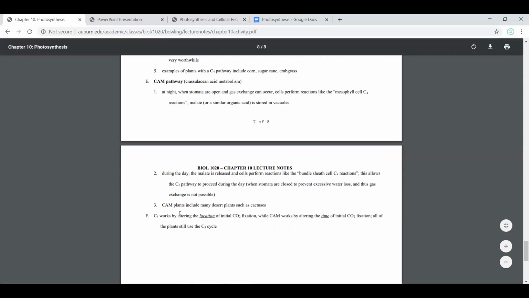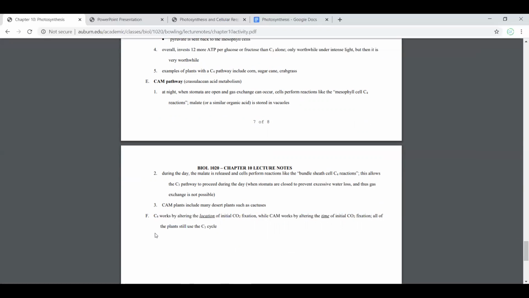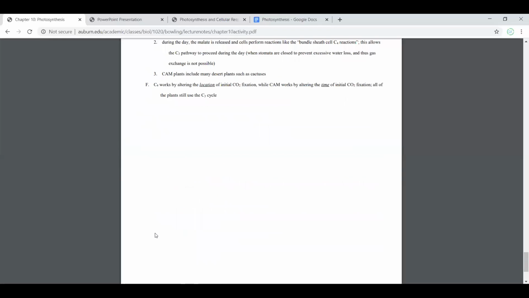This is really, really important. Remember this for the alternate pathways. C4 works by altering the location of initial CO2 fixation. It initially occurs in the mesophyll cells, and then that malate gets transferred to the bundle sheath cells for actual photosynthesis. And then CAM plants work by altering the time of initial CO2 fixation based on the stomatal opening and closing. All of the plants still use the C3 cycle, but some have these C4 adaptation and CAM adaptation.